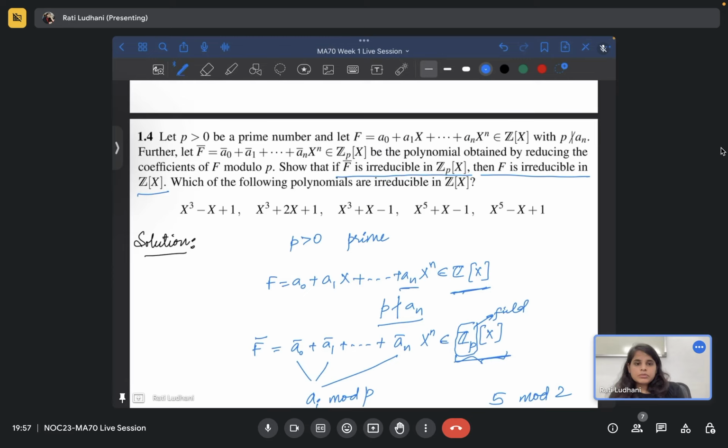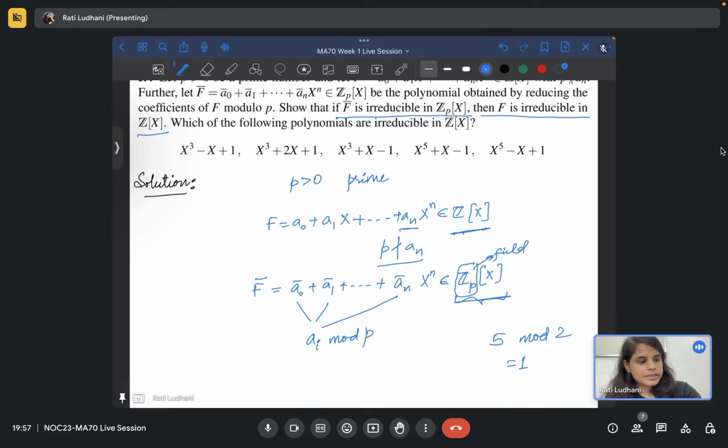Okay, so it says that if f bar is irreducible in Z_p[x], like if you can find just one prime such that f bar is irreducible in Z_p[x], then you can say that f is irreducible in Z[x]. So that is a very good property. So what you can do, if you are in Z[x], you can just go modulo some prime, let's say Z_2 or Z_3. You can check on just one prime, and if that is irreducible there, you can say that this is irreducible in Z[x]. So that is a very good property.